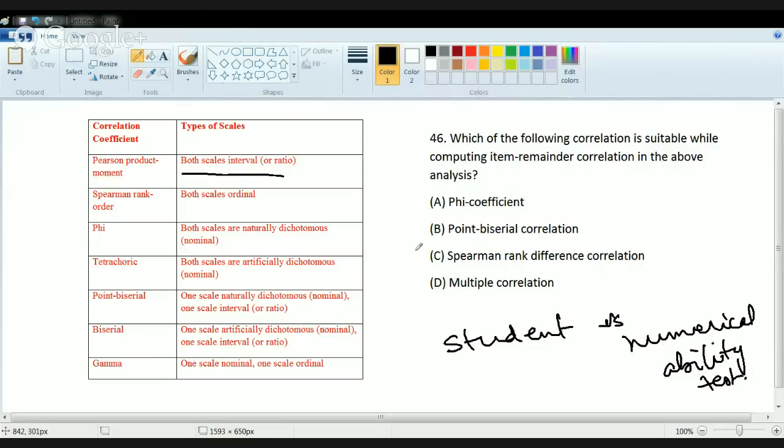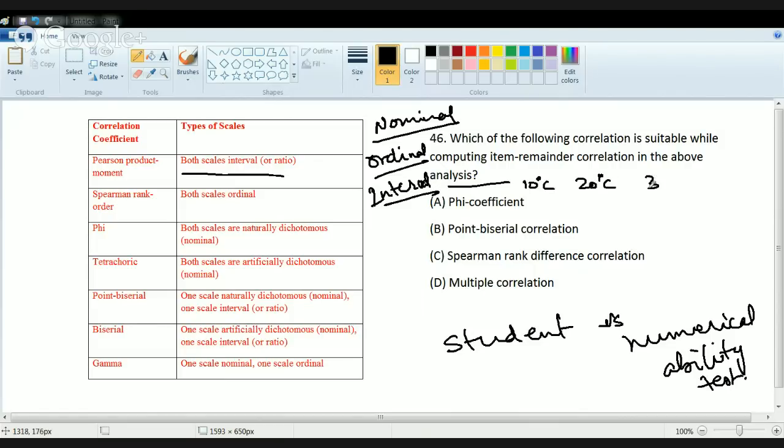There are four kinds of scales. Let me first explain those. Nominal scale, where you are just saying there are 10 students, 1, 2, 3, up to 10. Then the ordinal scale, where you are ranking the students: first, second, third. It's an extension of nominal. Then you have interval scales, where you are giving the interval, for example temperature on a thermometer, 10 degrees Celsius, 20 degrees Celsius, 30 degrees Celsius. Then is the ratio scale.